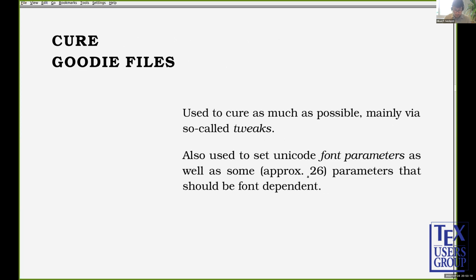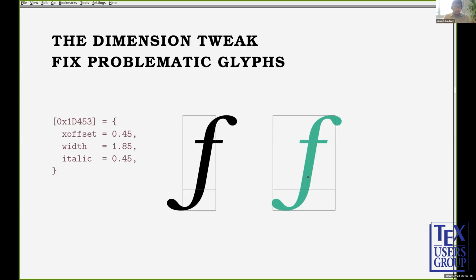And to solve this, or to fix these things, we use tweaks, or we set font parameters, either from the true fonts, or we introduce our own font parameters to play with, which we then can set in these GUI files. So for example, in the GUI file, there is a dimension tweak, so we can fix problematic glyphs.